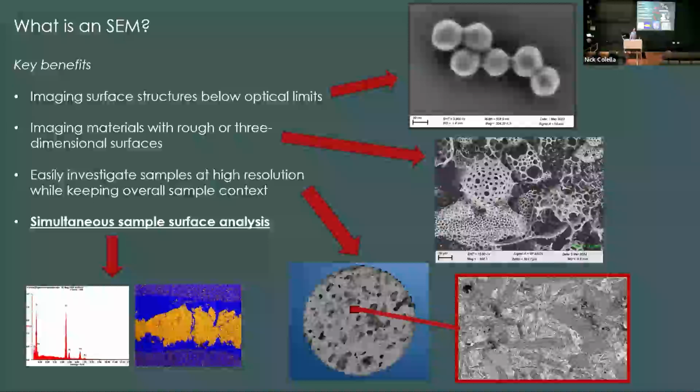And again, depending on the way that the machine that you're using is configured, we can also do what's called surface analysis, so that we can learn about things like the composition and the crystallography of the sample that we're working with, as well as taking images to see what it looks like.